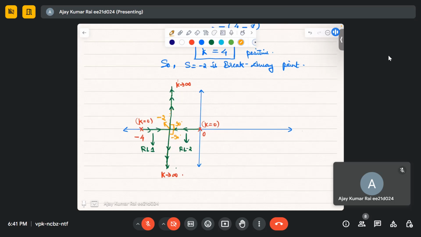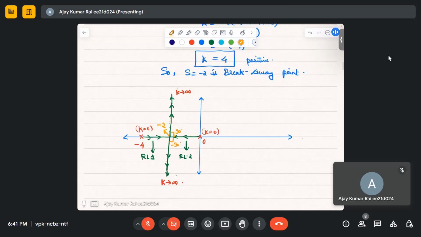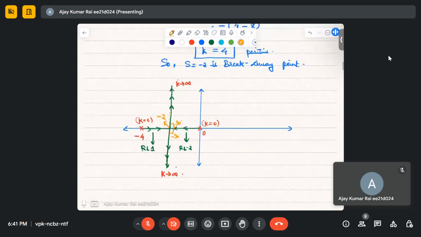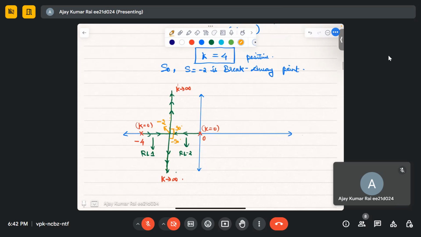Any doubt up to now? The green I'm showing here is the root locus. The root locus will break away from the real axis into the complex plane at the point minus 2. One root locus will go towards the positive j omega axis, in the positive half plane, and the other will be in the negative half plane. Any doubt in this case?